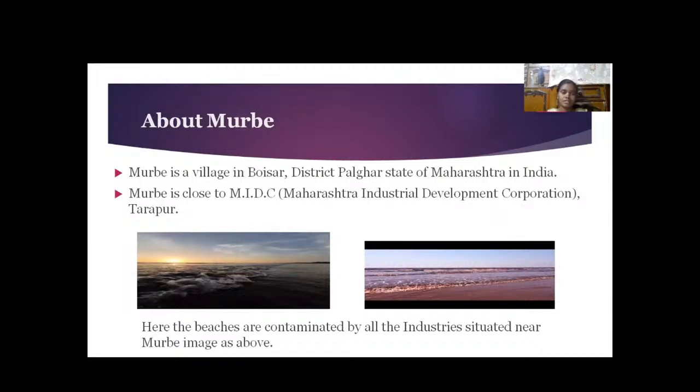Murbe is a village in Boisar of Maharashtra. Murbe comes under the area close to the MIDC and Tarapur. Here are the beaches that are contaminated by all the industries situated near Murbe.